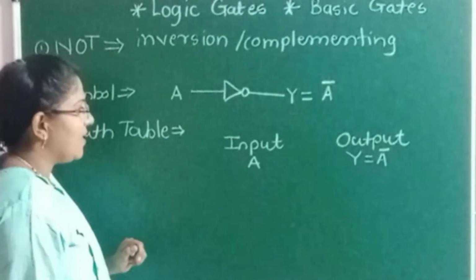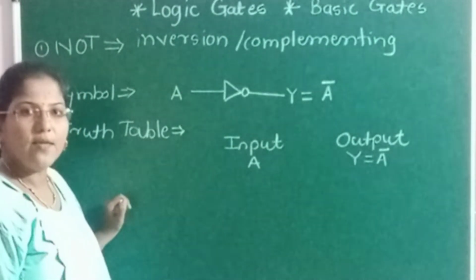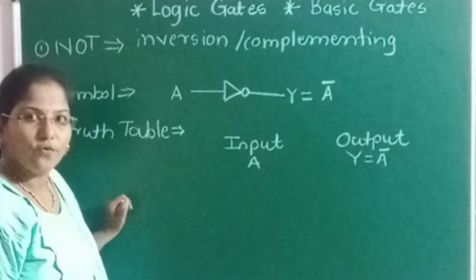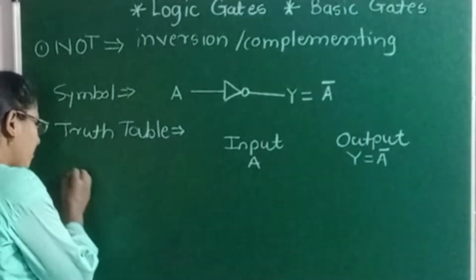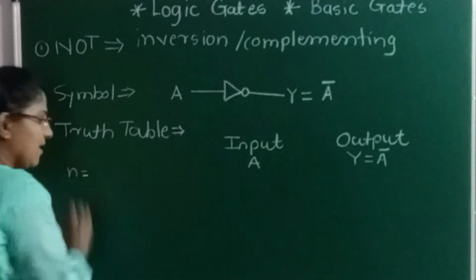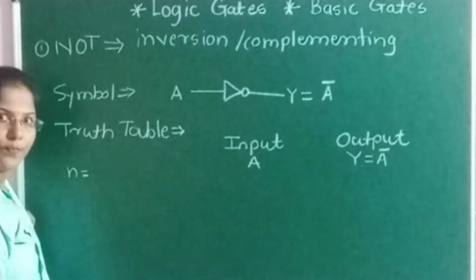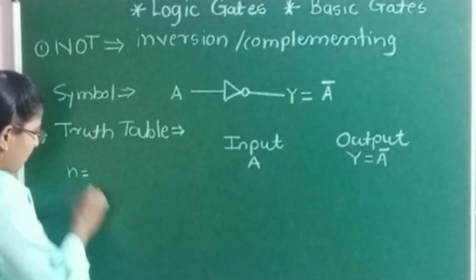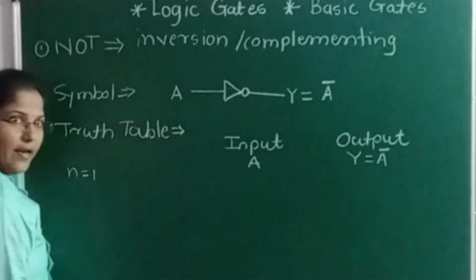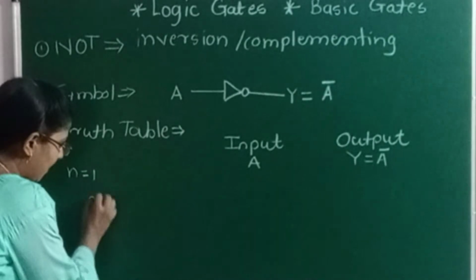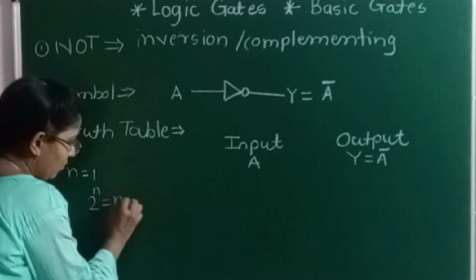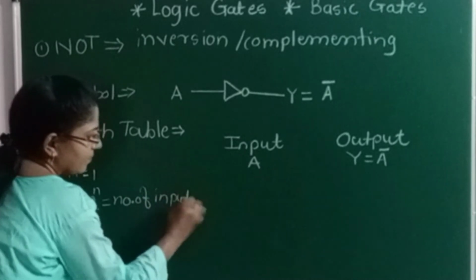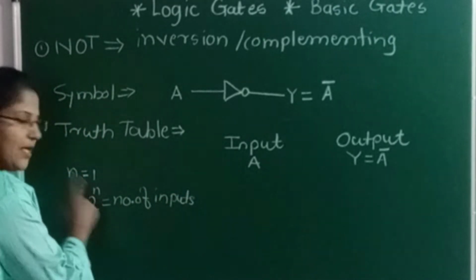Okay. Now next I have to find out how many input combinations will be there for a particular gate. So for that I must know how many input lines are there. How many inputs are there for the gate? So here how many inputs are there? Only a single input. So the value of n is equal to 1. Then I have to use this formula: 2 raised to n is equal to the number of inputs. Number of inputs equal to 2 raised to n.